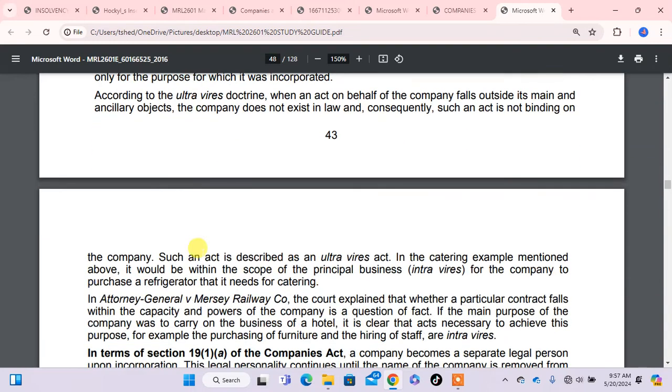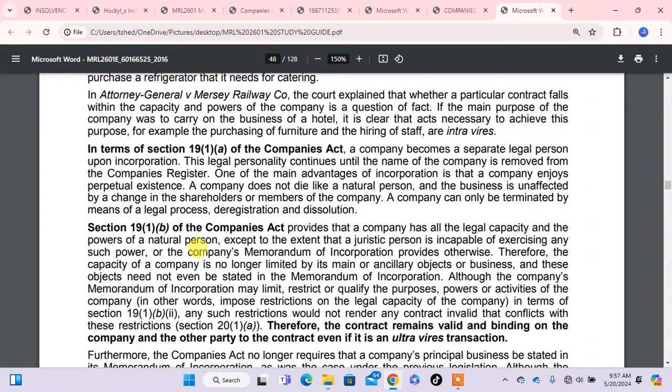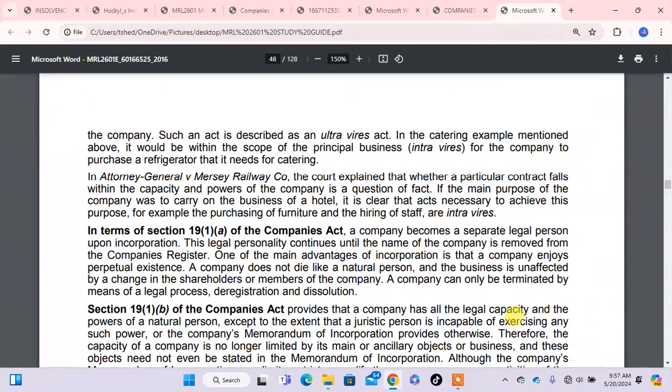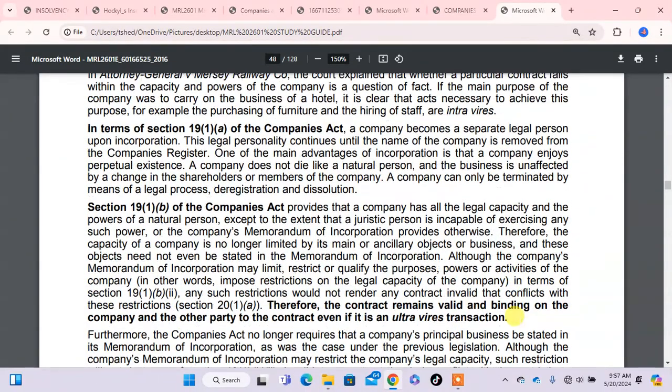Then what about the ultra vires? Is it still in operation? No. Ultra vires is no longer in operation. Why? Because they said a company becomes a separate legal person upon incorporation, and it continues until it has been deregistered, provided that a company has legal existence. Therefore, the contract remains valid and binding on the company and the other party to the contract, even if it is an ultra vires transaction. So, if you need to summarize these cases, you talk about this ultra vires.